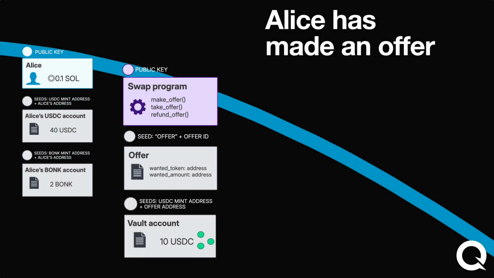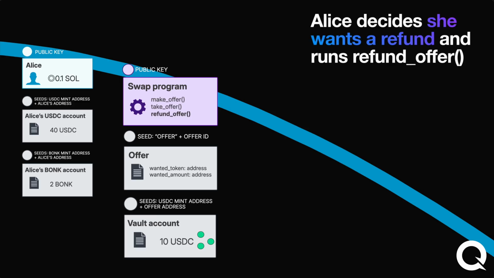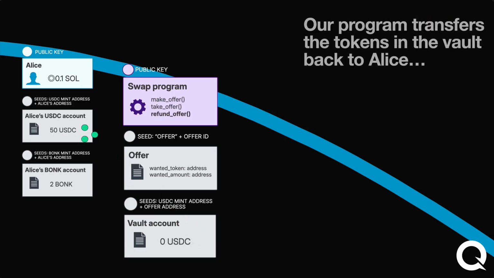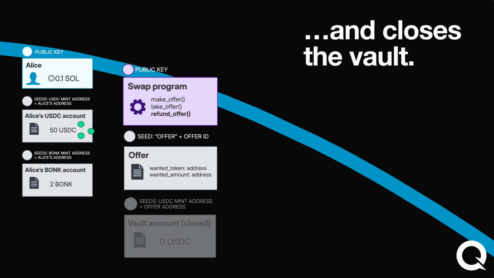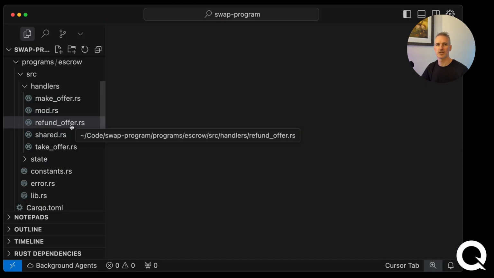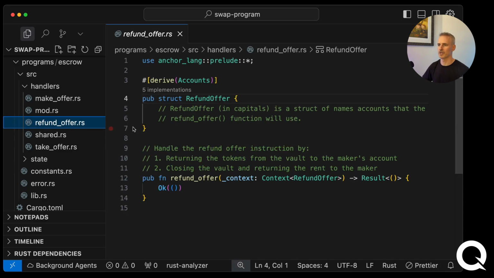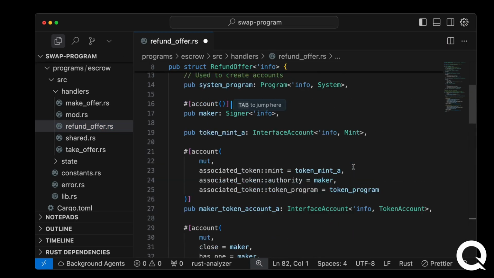So what if Alice has made an offer, and after a little while, nobody takes the offer, and she just wants her money back? Well, we can create an instruction handler called refund offer. And when Alice runs that, it's going to do two things. The first is take the tokens from that vault account and return them to Alice's token A account. The second thing is to close that vault account and return the rent back to Alice. Let's finish this off. So let's implement refund offer. I'm going to paste because you don't want to watch me type, but just like last time, I'll go through every bit of code for you.